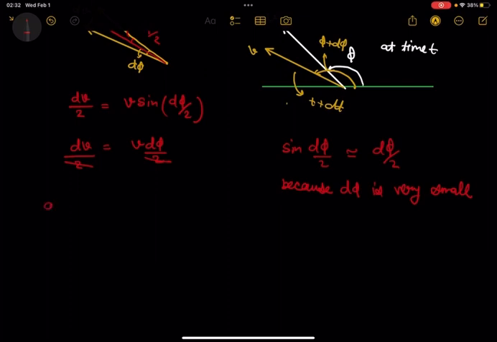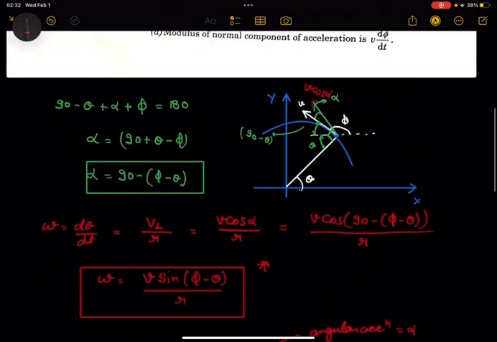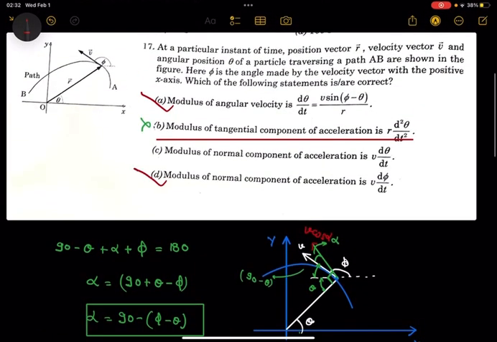So normal acceleration is dv by dt. So we can write v d phi by dt. So the correct answer is D. So A and D are the correct answers.